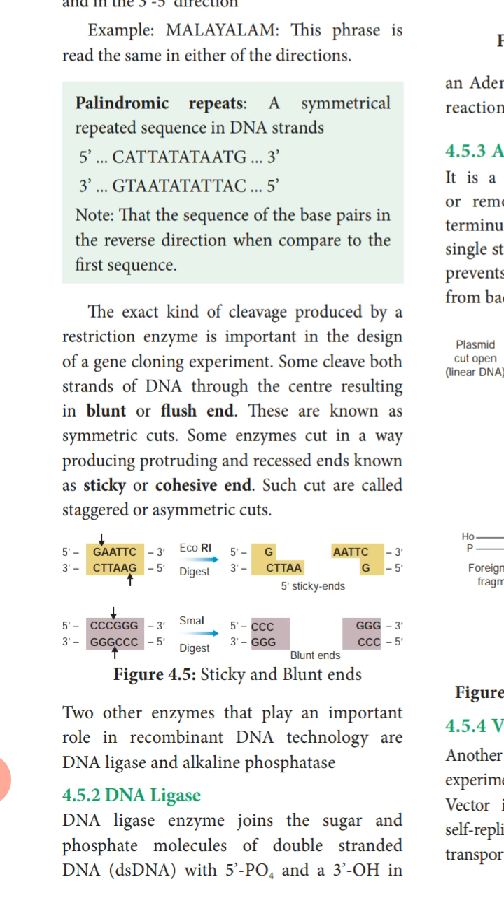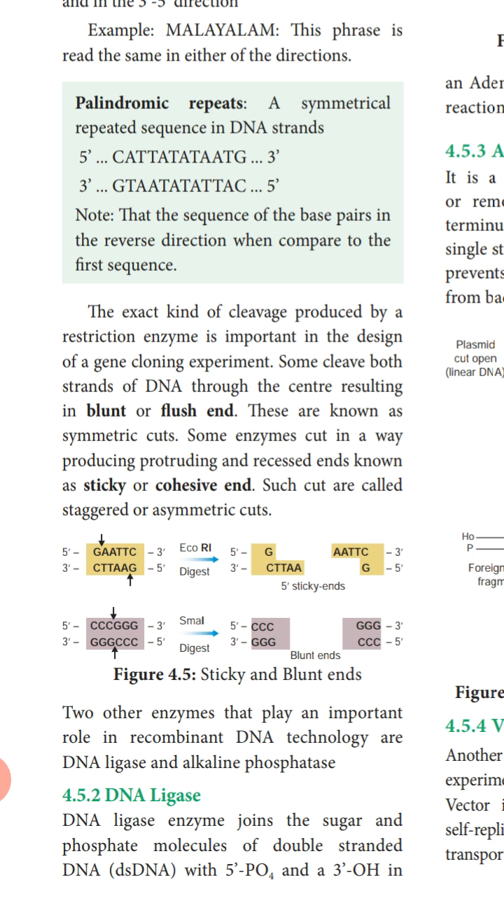Next example is CCCGGG, from 5 to 3 direction. If it is treated with a restriction enzyme, what are we getting? CCC and GGG, separated by a vertical cut. Now this cut is called the blunt end. Two other enzymes that play an important role in recombinant DNA technology are DNA ligase and alkaline phosphatase.